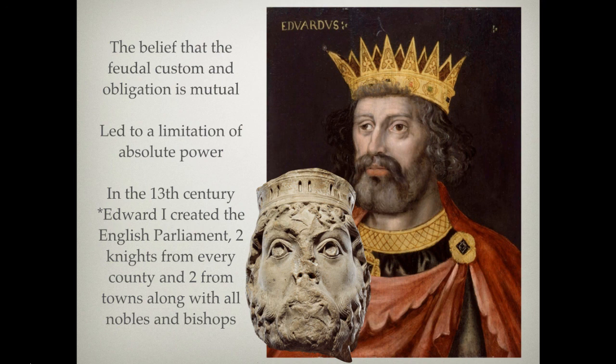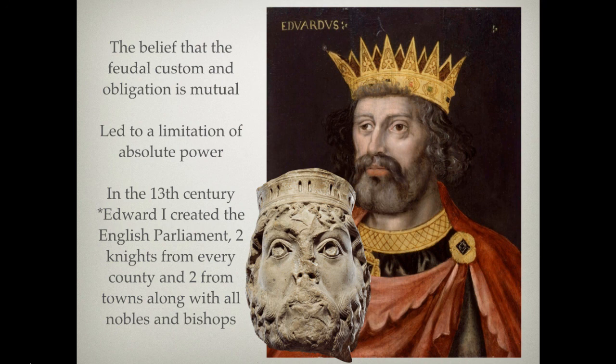Now, in the 13th century, Edward the First created the English Parliament, which is, again, another major shift. Now, the idea of a parliament, that is, representatives from England itself and all over the territory, who would assist and help vote and run things with the king, really composed of 2 knights from every county and 2 from every town, along with all the nobles and bishops. So all these people supposedly represented the people.